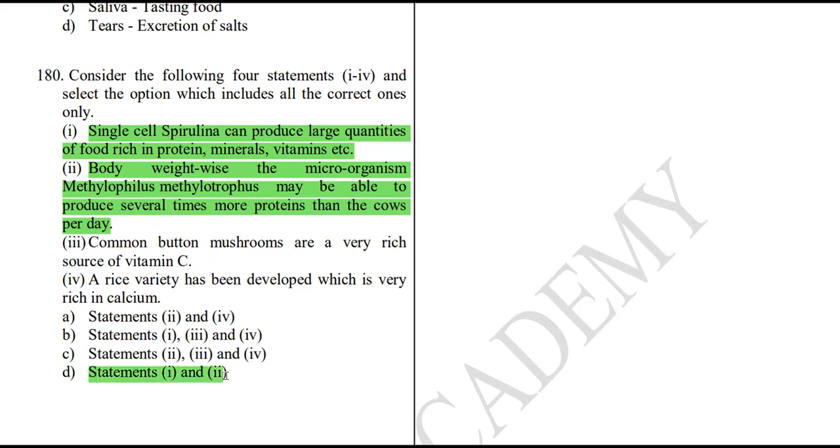Yes, so we are done with all the questions given for the All India mock test number 4. I hope everybody understood every question.